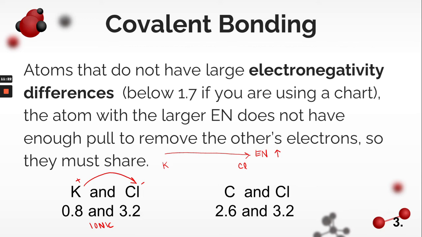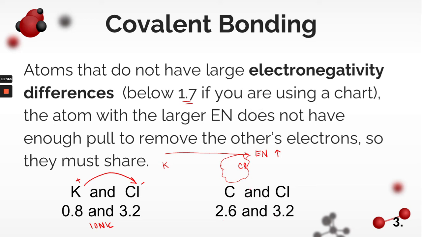But when you're talking about all of the elements that you're going to be using coming from this corner, they all have high numbers. And you can see here the difference is not nearly as great. The difference is less than 1. So when that happens, actually when it's less than 1.7, they're not strong enough to steal from each other. So instead they end up having to share.